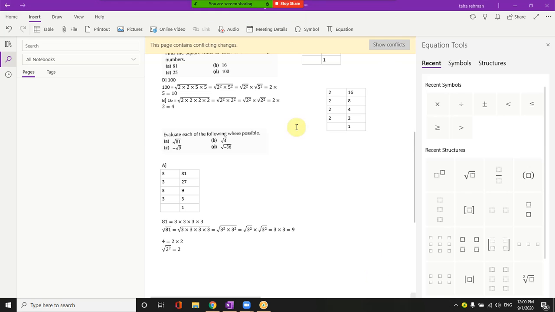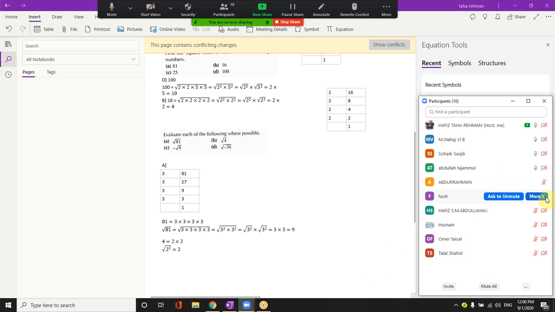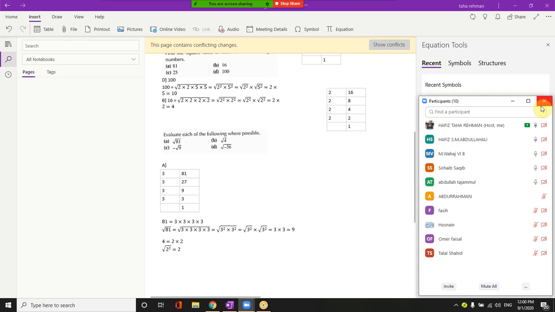Is there any confusion? Beta, is there any confusion? Walaikum assalam. Is there any confusion?